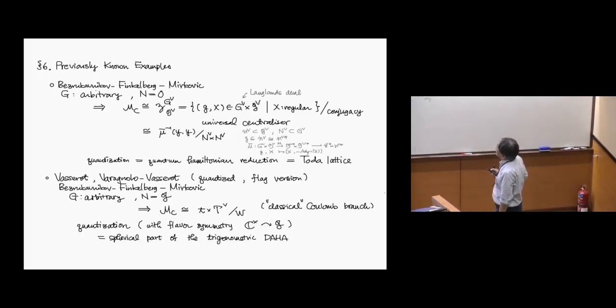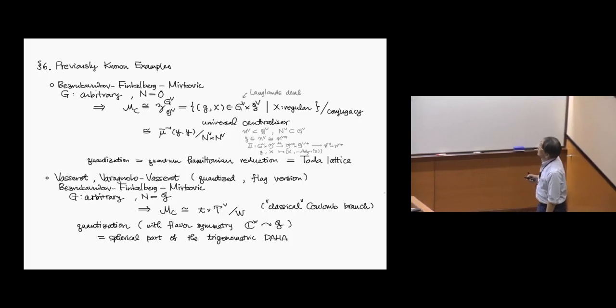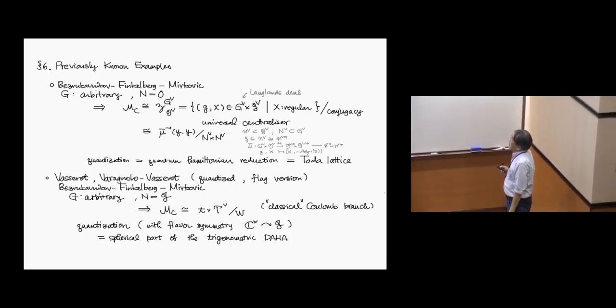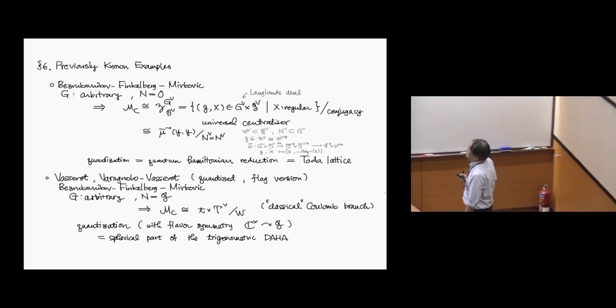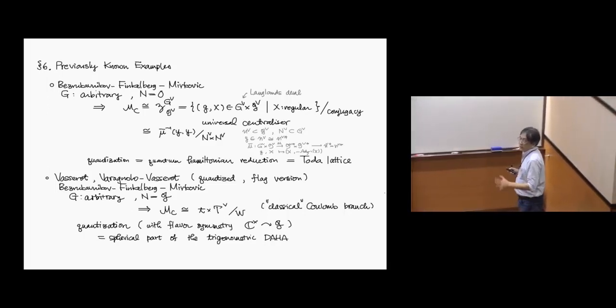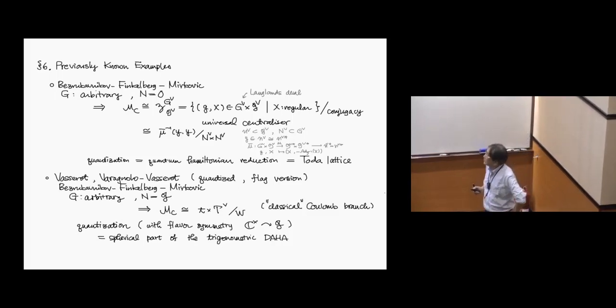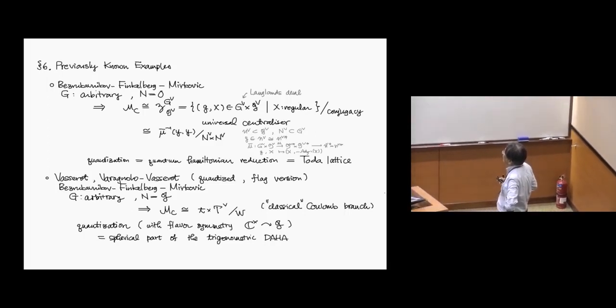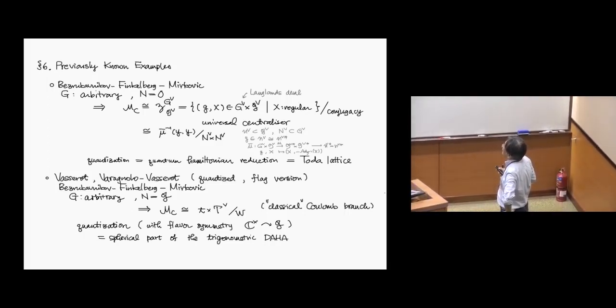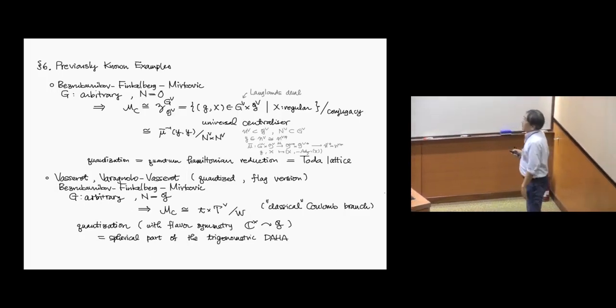Another example is where G is arbitrary and the representation is the adjoint representation. In this case, the Coulomb branch is just the cotangent bundle to the dual torus divided by the Weyl group. I just explained this is the classical Coulomb branch. But in this particular example, if the representation is the adjoint representation, there's no quantum correction in the physics sense. The classical Coulomb branch is exactly the Coulomb branch in this example. And again, the proof is similar to the proof for this, which I will explain in another example.